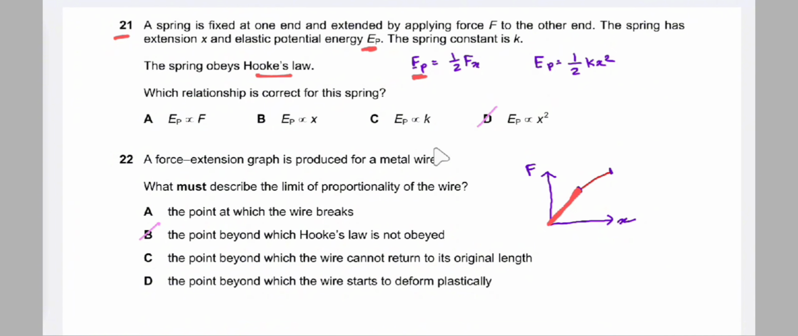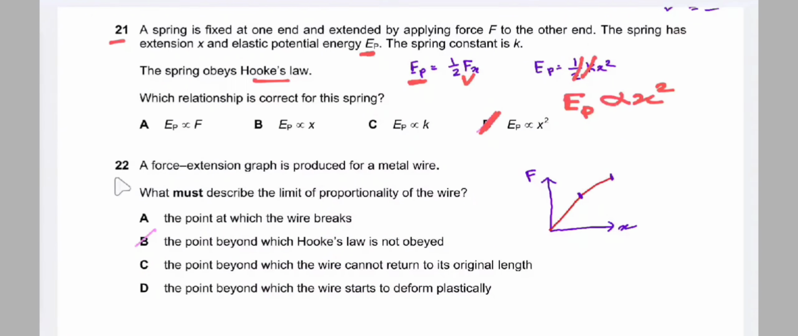So which relationship is the correct? Here we can see that the force is changing, and so we cannot relate exactly elastic potential energy with extension. But here half is constant, and the spring constant is a constant value. That means elastic potential energy directly depends on the extension squared. So elastic potential energy is directly proportional to extension squared. Therefore, the correct option is D.